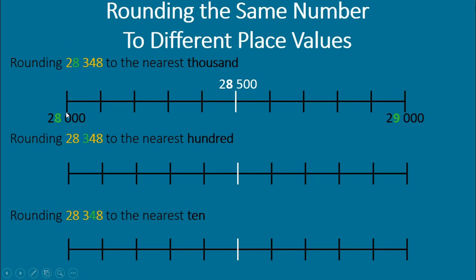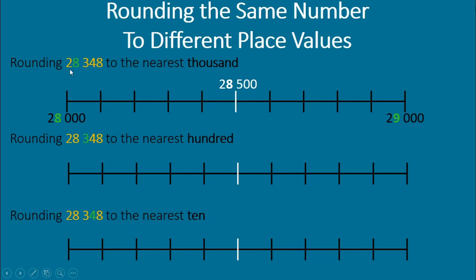Now we need to place our original value on our number line where it belongs. Check your scale. If this is 28,000, and then we've got 1, 2, 3, 4, 5. In those 5 spaces, I've gone up 500. I must be counting by hundreds. 28,100, 28,200, 28,300, 28,400, 28,500. I'm counting by hundreds.